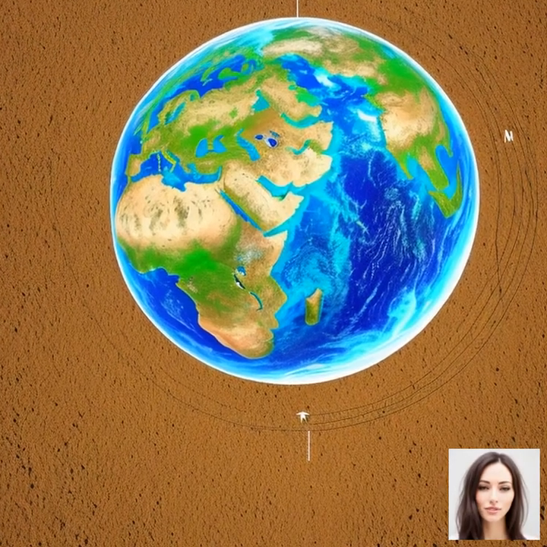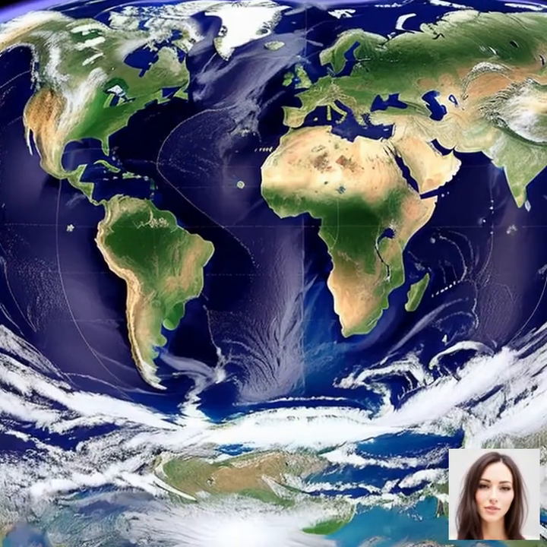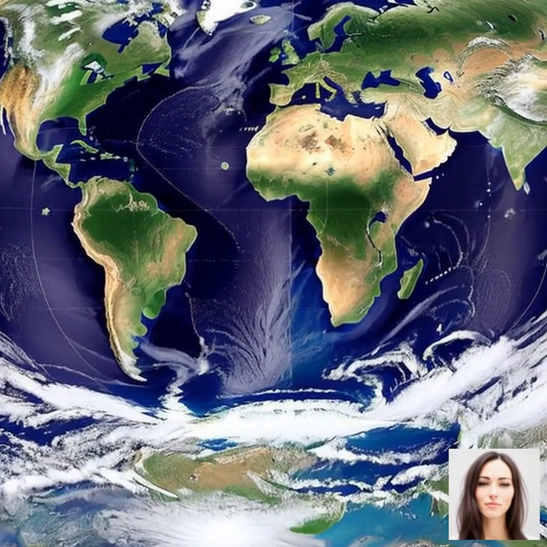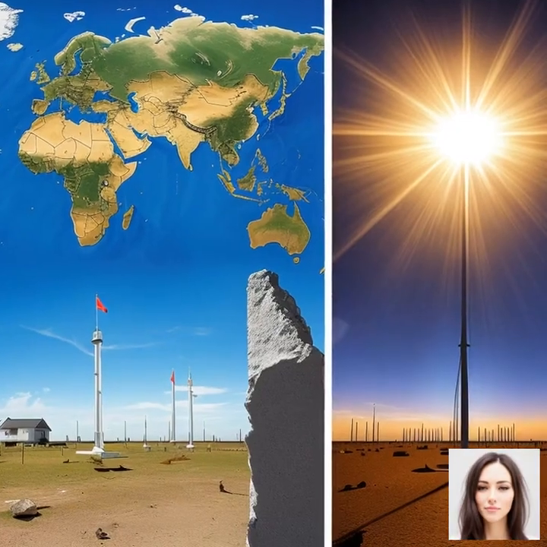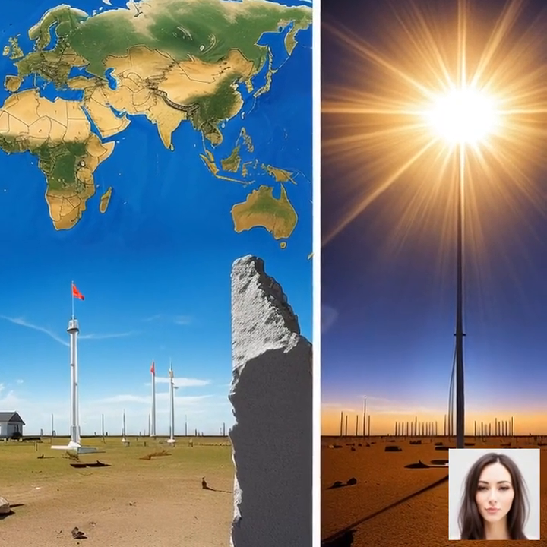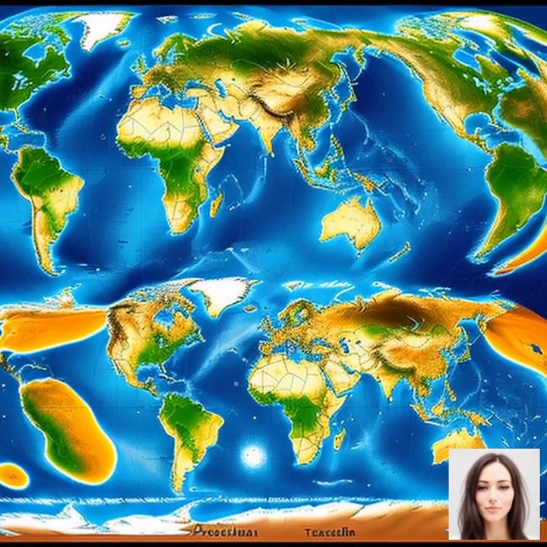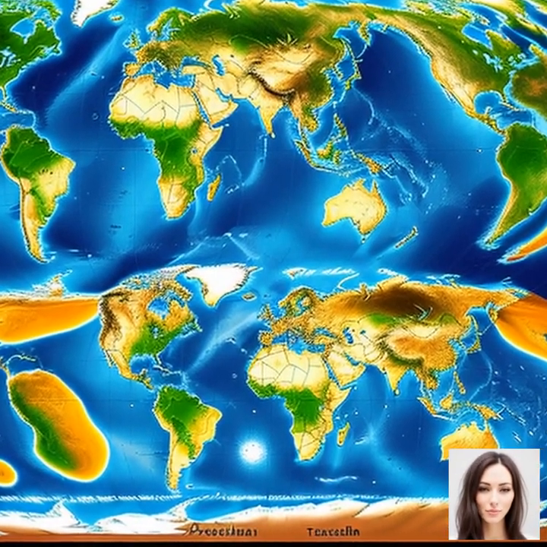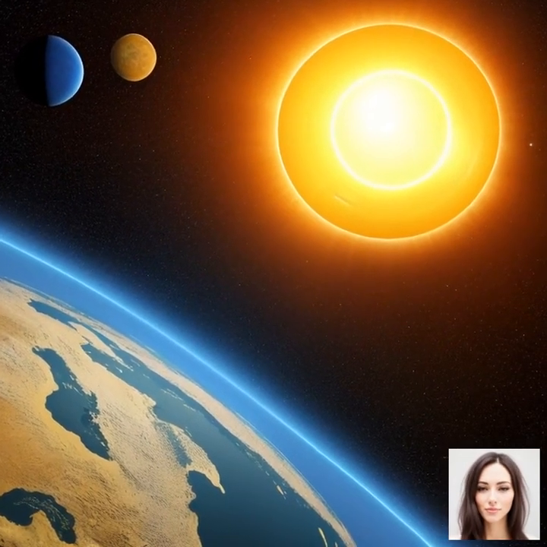So let's dive into our first topic, understanding the tilt of Earth's axis and its role in creating seasonal changes. Earth's axis is an imaginary line that runs through the center of the planet, from the North Pole to the South Pole. The Earth is tilted at an angle of about 23.5 degrees in relation to its orbit around the Sun. This tilt is essential for the existence of seasons on our planet.